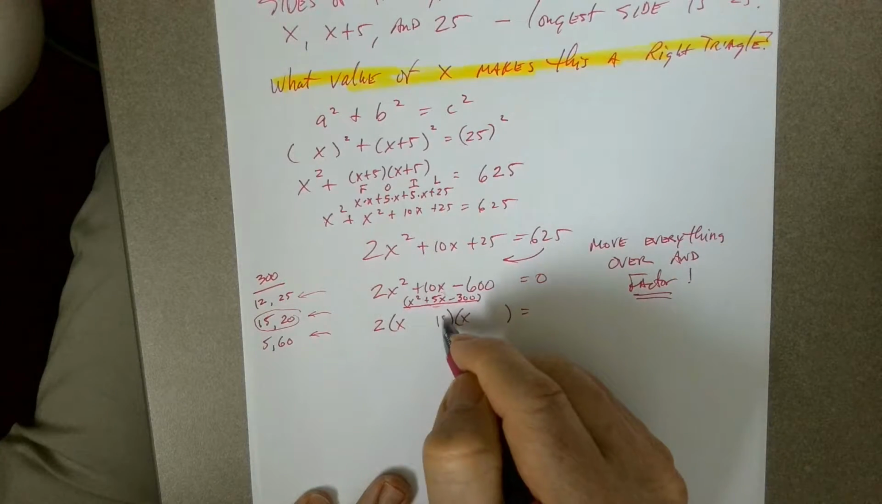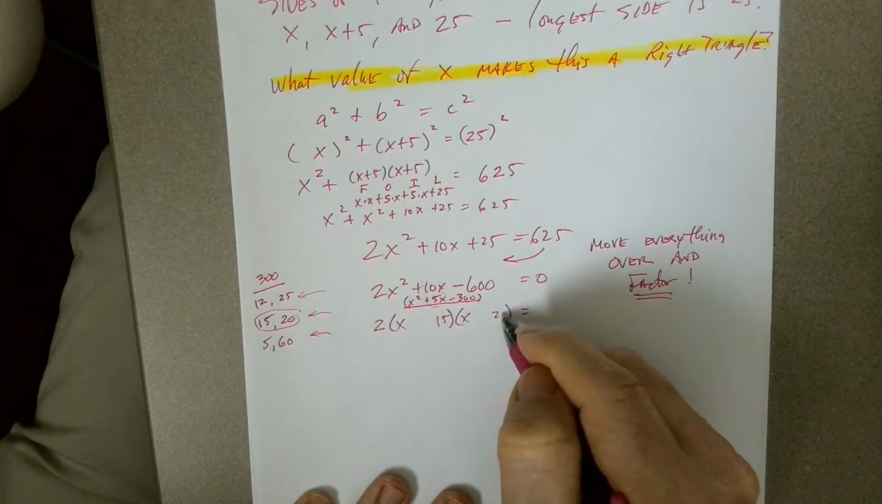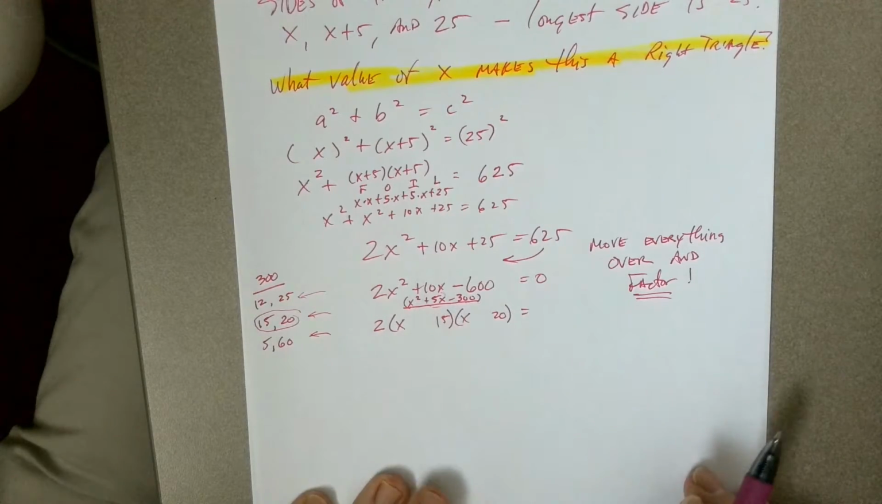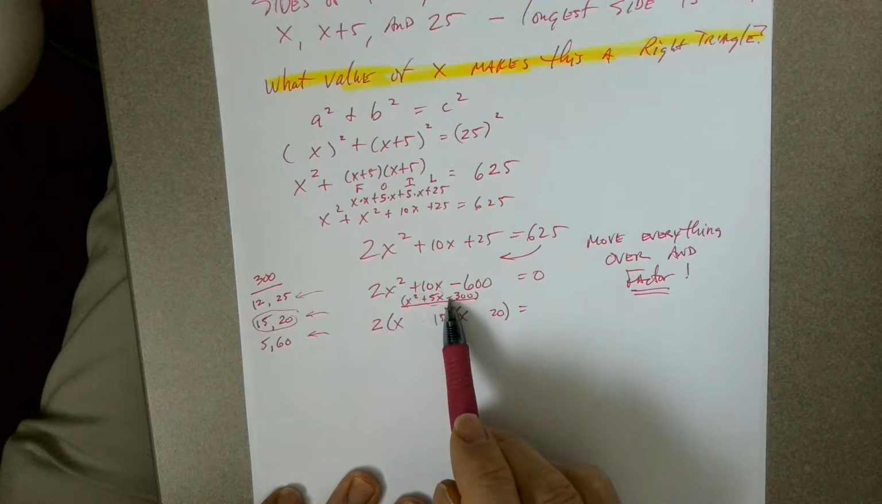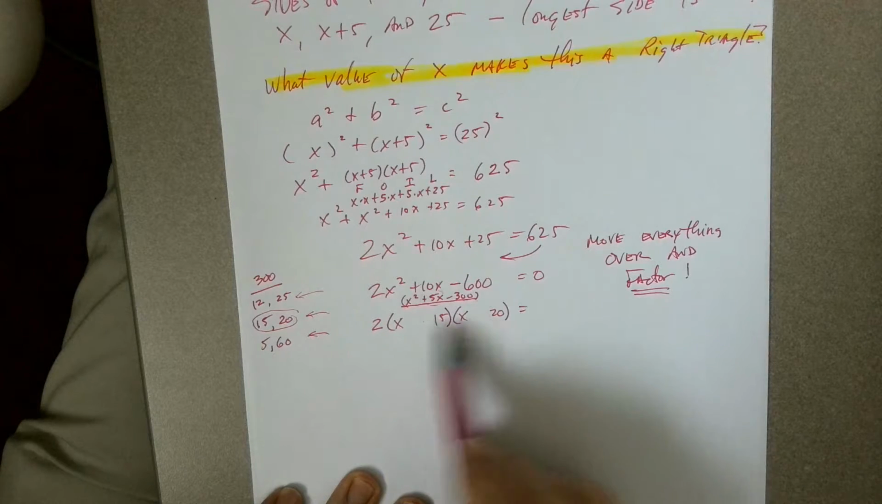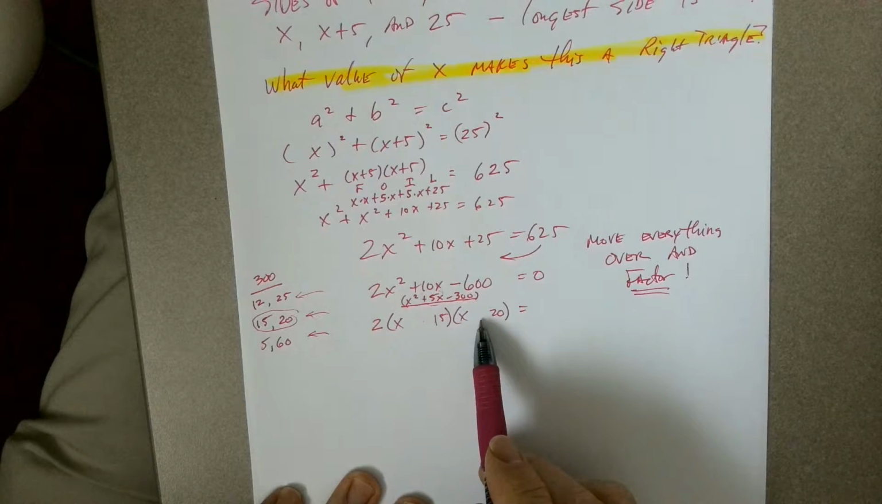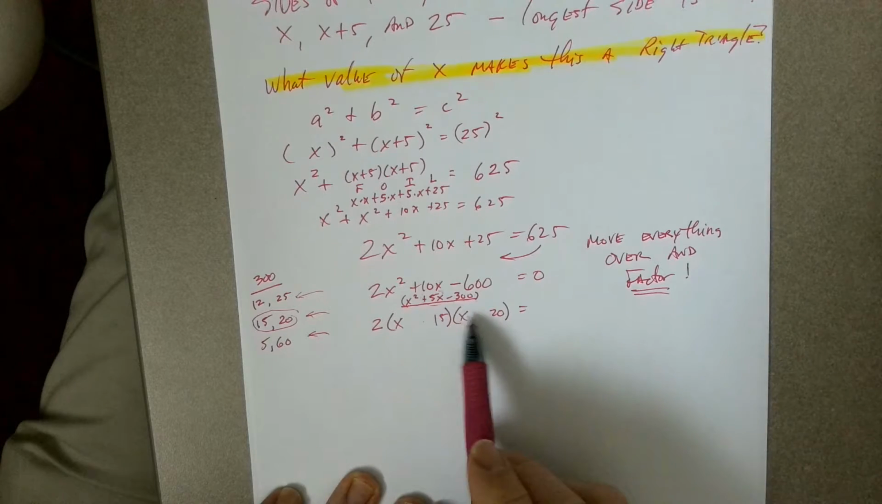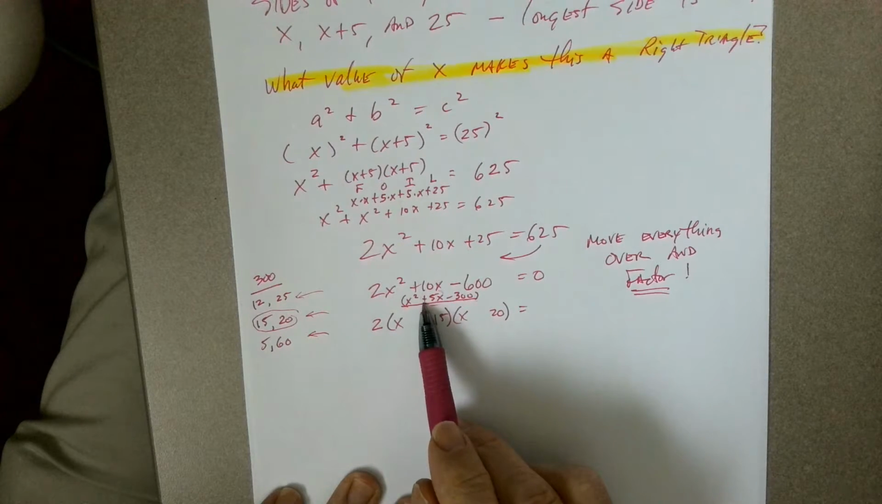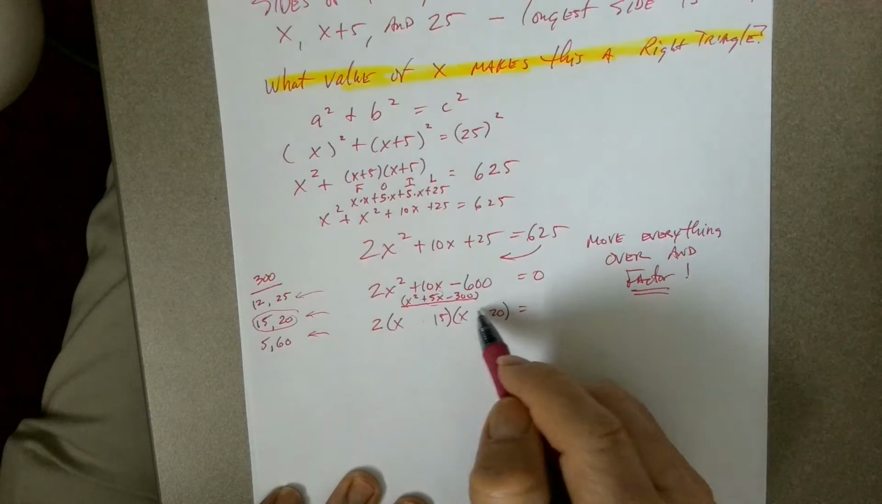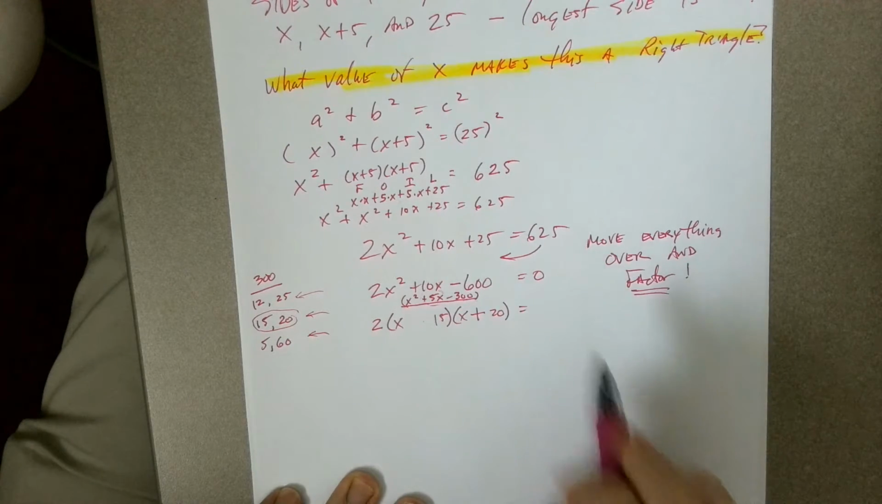So I know that it's going to be 15 here and 20 here, or it could be the other way around. But I know that the last terms, because this is negative, will be different. And the one that's going to be positive is, in this case, you look at the middle term, and it's positive, so therefore I know that the larger number has to have the positive.